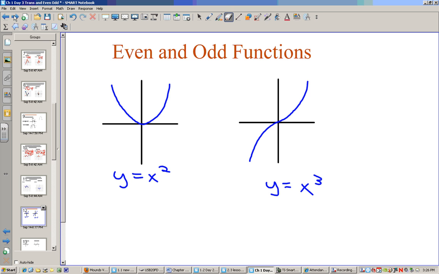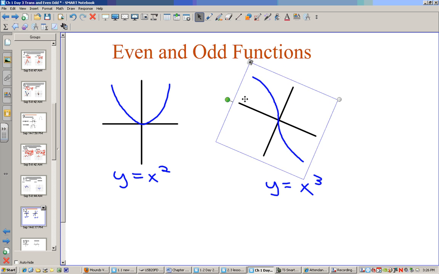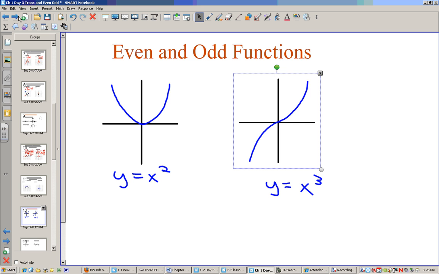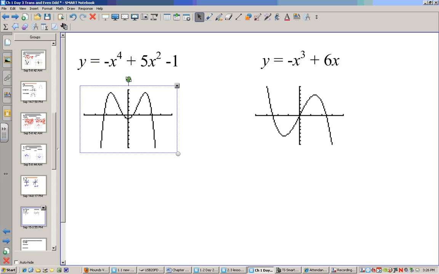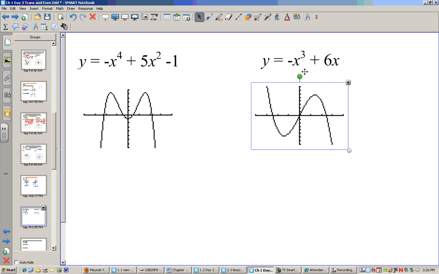Now, even and odd functions. This is an even function and this is an odd function. An even function reflects over the y-axis, where an odd function, we can rotate it 180 degrees, and it's the same function. Same thing here. This is an even function. Reflects over the y-axis. This one is an odd function, and if you rotate it, it looks the same as the original.